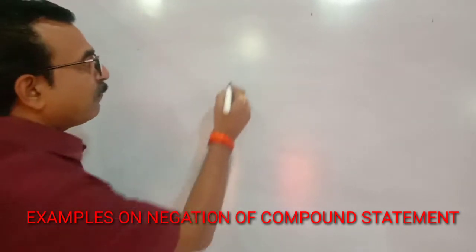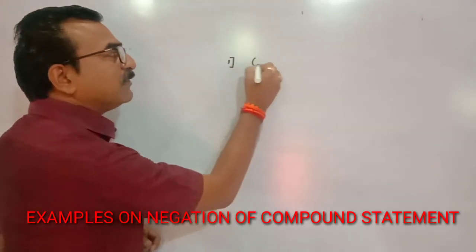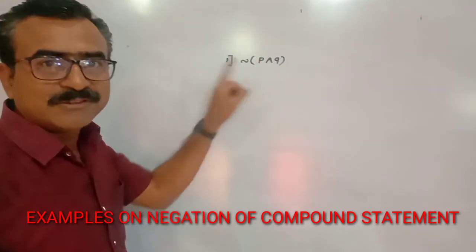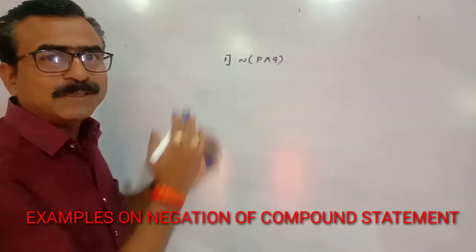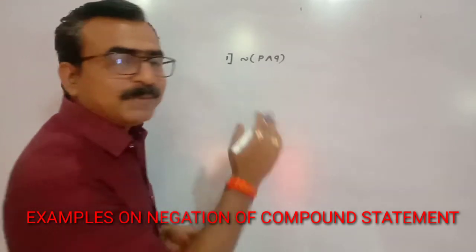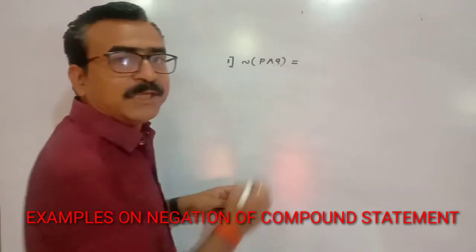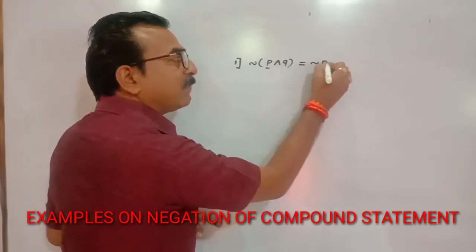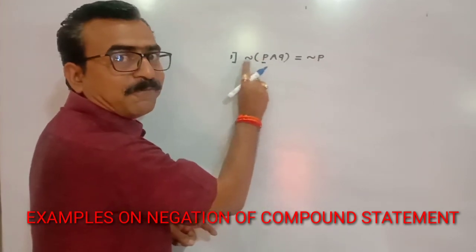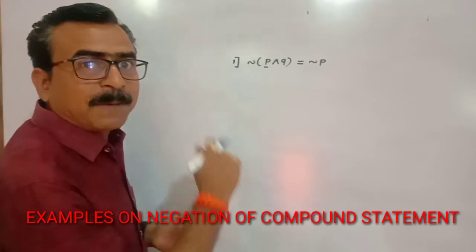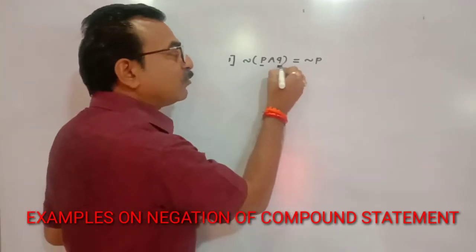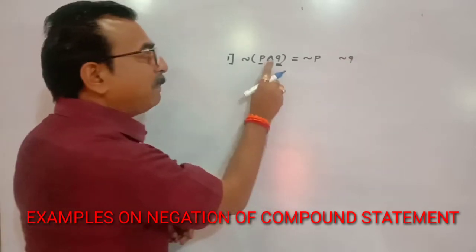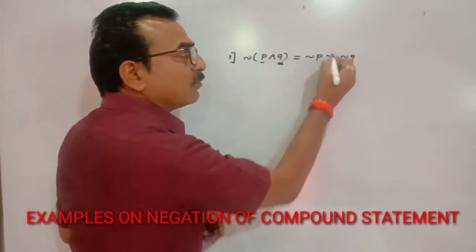While performing the negation of a conjunction statement, suppose you are given one conjunction statement and you have to perform its negation. Initially perform the negation of the first statement. Here the first statement is P, so perform the negation of P. Then perform the negation of the second statement. Here the second statement is Q, so negation Q, and replace this AND by OR.